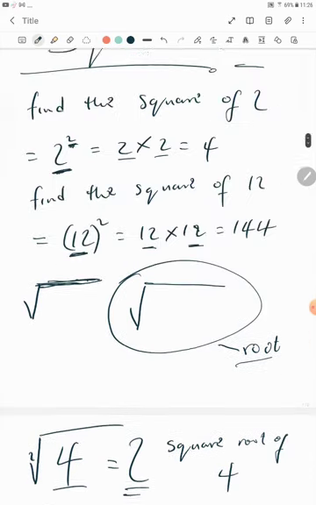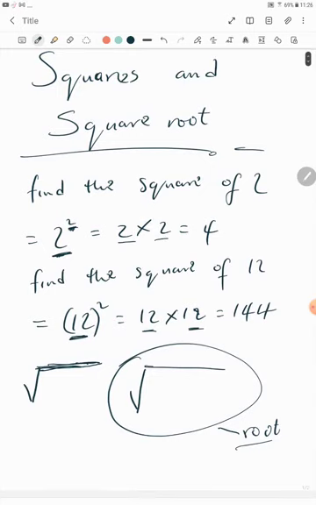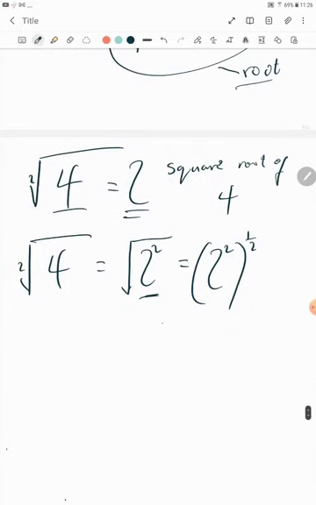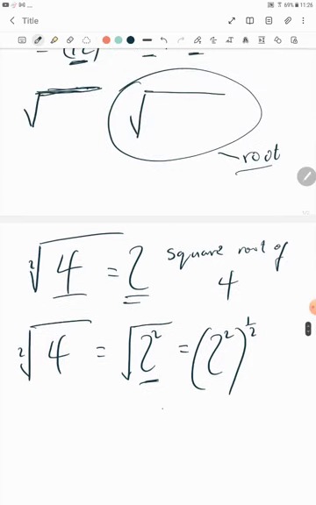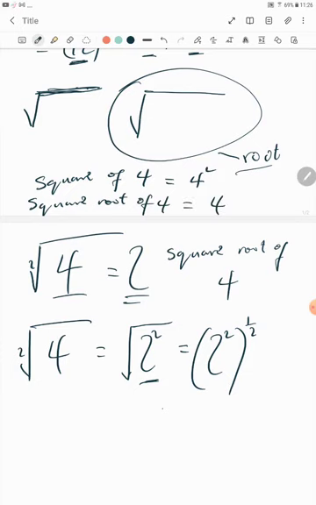Let me go back to that again. When I was explaining square, I said that the square of a number means that number raised to the power of 2. But the square root of a number means that number raised to the power of half. So just know it this way, that when we say the square of 4, it simply means 4 raised to the power of 2. But the square root of 4 simply means 4 raised to the power of half. So this is very fundamental. Square of 4 means 4 raised to the power of 2. Square root of 4 means 4 raised to the power of half.